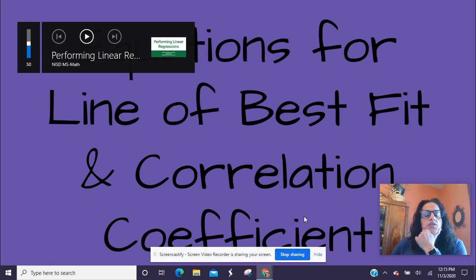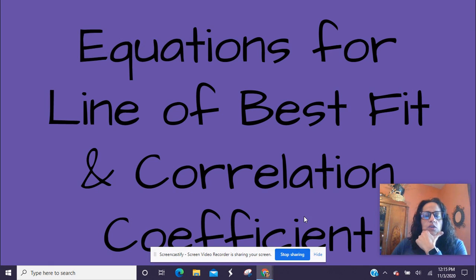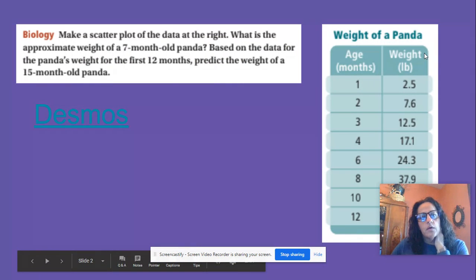Today we're going to look at equations for line of best fit and the correlation coefficient. So we are going to be using Desmos quite a bit today, so make sure you have that ready to go. So here's our first one.